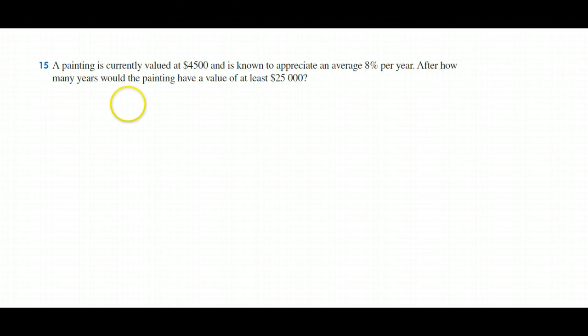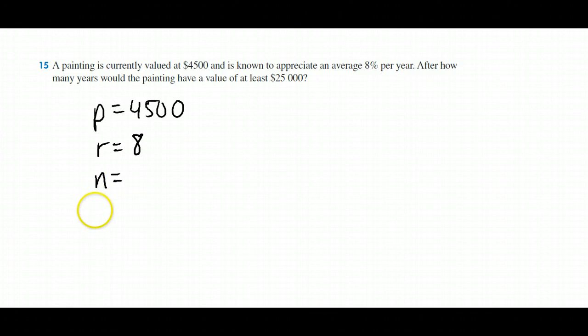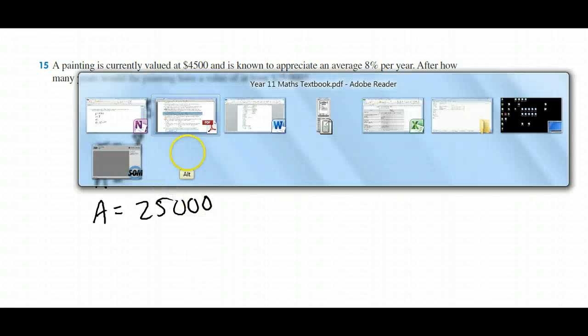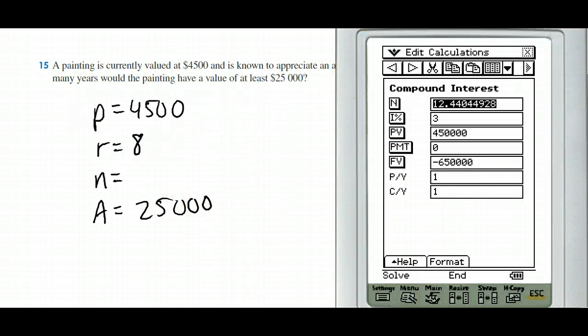Question 15. A painting is currently valued at $4,500 and is known to appreciate an average of 8% per year. After how many years would the painting have a value of $25,000? So we want to know N here, and we know the final amount is going to be $25,000. Let's put those values in. So N we don't know, I is 8, PV is 4,500, and the final amount, let's remember to make it a negative, to 25,000. How long will that take? 22.28 years.